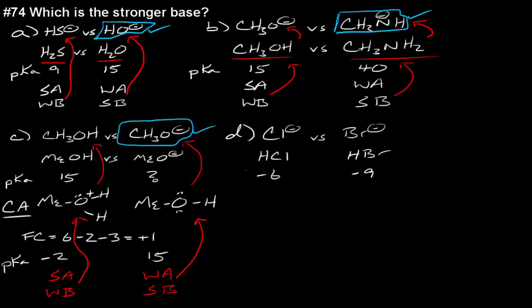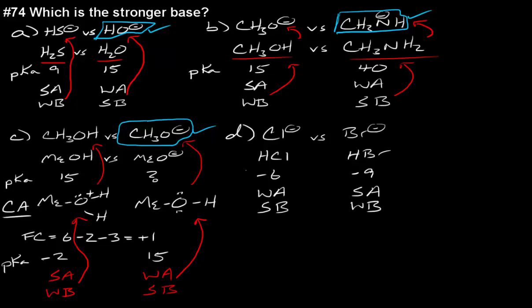Now all we have to do is talk about strong acid, weak base, strong base, weak acid. Between these two, HCl is going to be the weaker acid, and this is going to be the stronger acid. Because HCl is the weaker acid, it must therefore be the stronger base. And since HBr is the stronger acid, it must therefore be the weaker base.